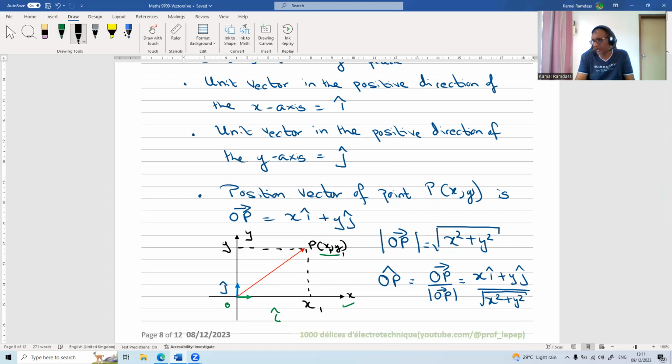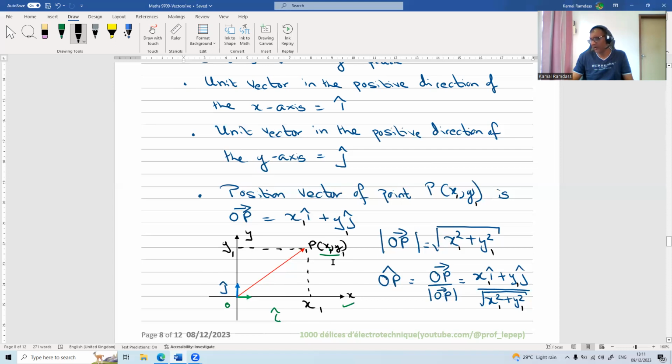Mon point là, x1, y1. Bon, unit vector in the positive direction of the y-axis, c'est j roof. Unit vector in the positive direction of the x-axis, c'est i roof. Okay? Et what is the magnitude of x, y?